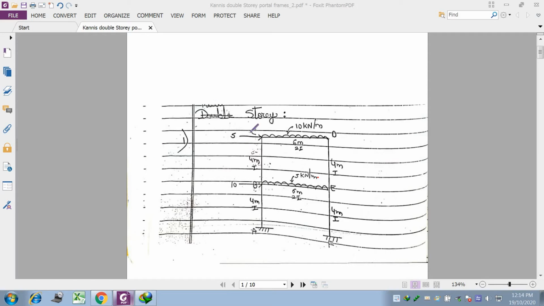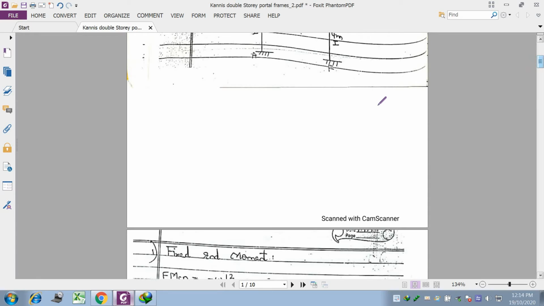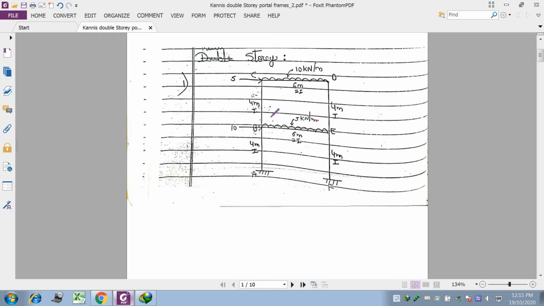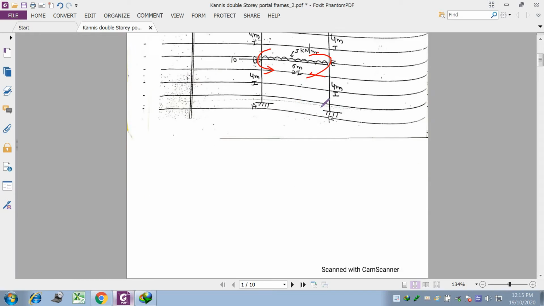So first of all, we have to calculate the fixed end moment. As we know, only the beams BE and CD carry the UDL, and the column members do not have any external load. So the fixed end moment will be calculated only at CD, DC, BE and EB, and the standard sign convention for BE will be anti-clockwise and for EB clockwise. For CD it will be anti-clockwise and for DC clockwise.